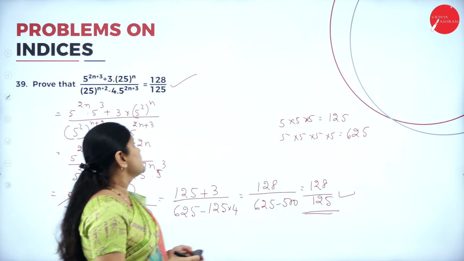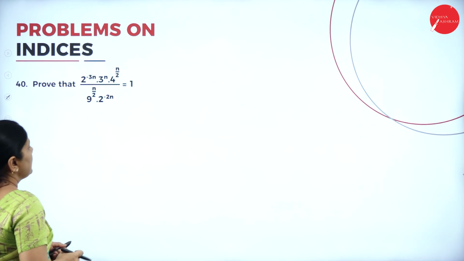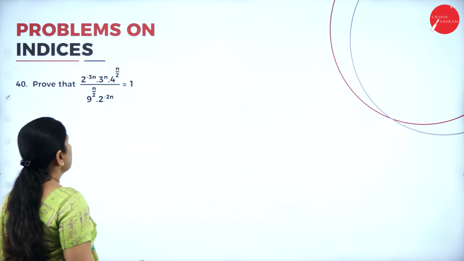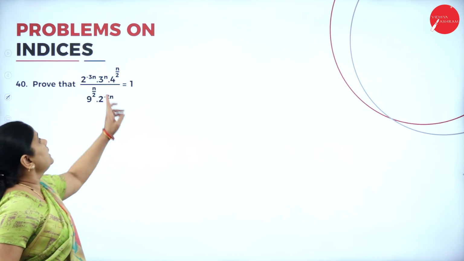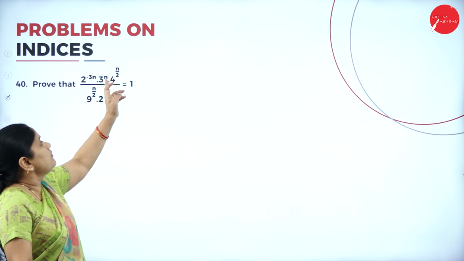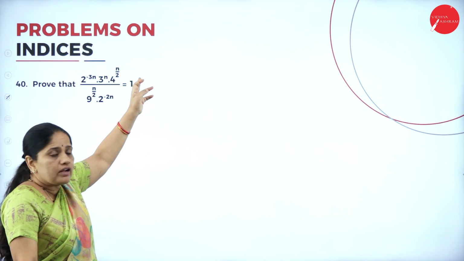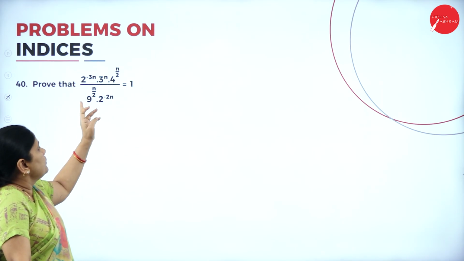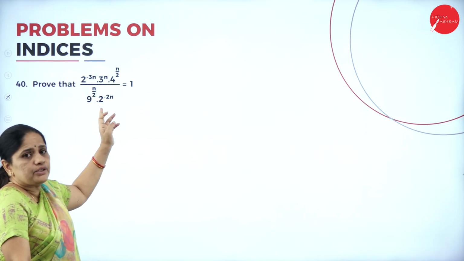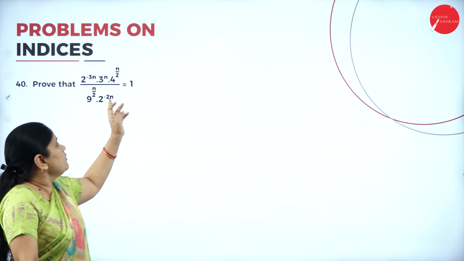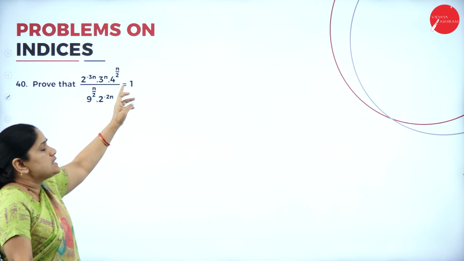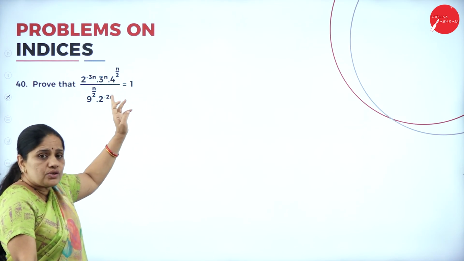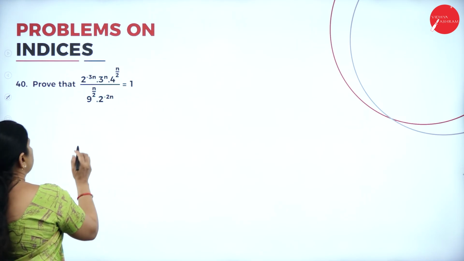Now the next problem, the last problem here. So the last problem here is 2 to the power of minus 3n into 3 to the power of n into 4 to the power of n by 2, whole over 9 to the power of n by 2 into 2 to the power of minus 2n equals 1. So we have to prove that this expression equals 1. So we will simplify the numbers here.